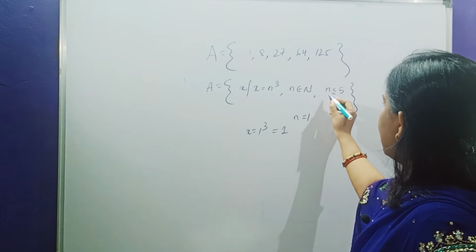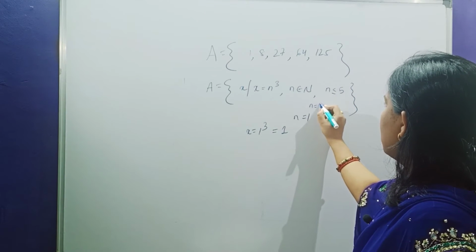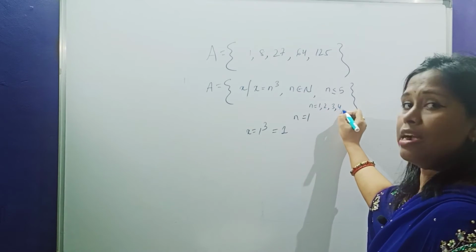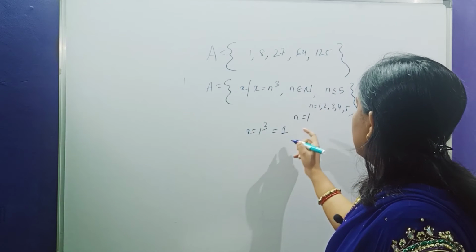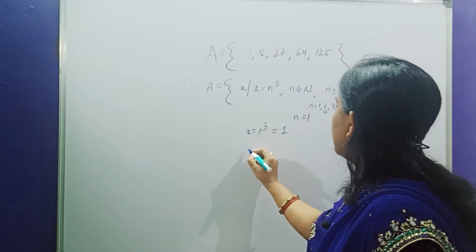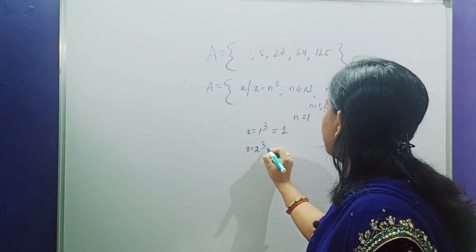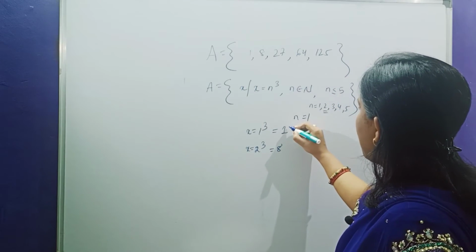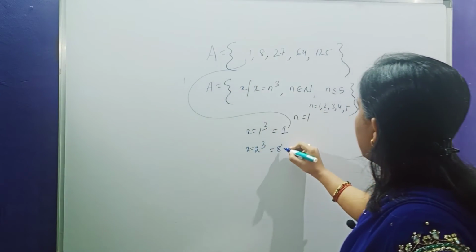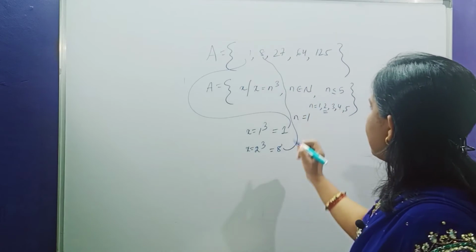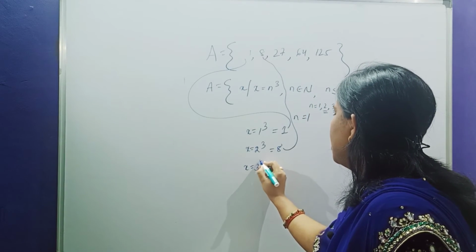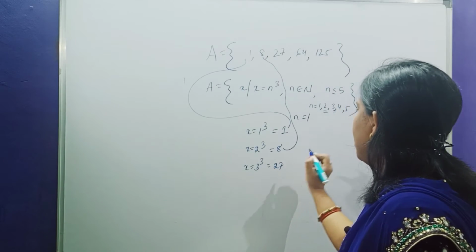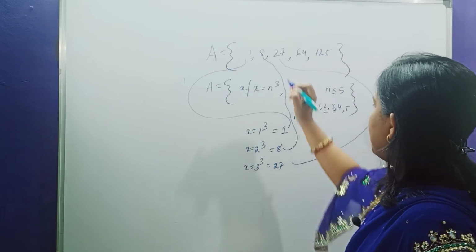Since n less than or equal to 5 means n equals 1, 2, 3, 4 and 5. When I take n equal to 2, then x is equal to 2 cube, that is 8. So the first number you got is 1, the next number you got is 8. When n is equal to 3, then x is equal to 3 cube, that is 27. Then you are getting the third element.